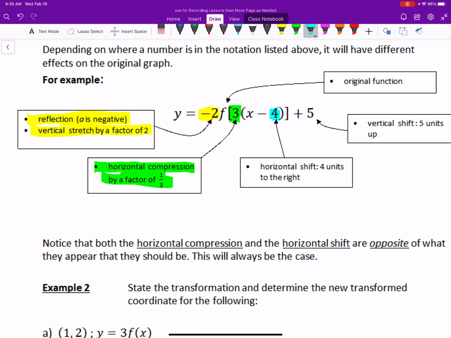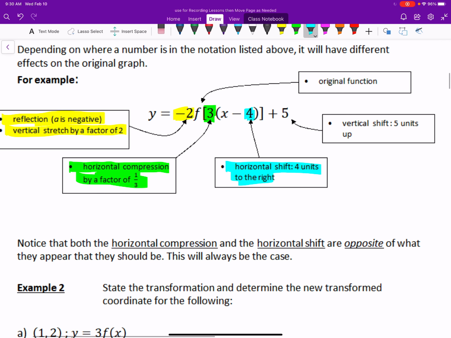D is my horizontal shift, and I change the sign when I pull it out of the equation, so this one would be shift 4 to the right. And this C value that comes at the very end, it's not inside any brackets. That's just my vertical shift, my C value, it's up by 5.